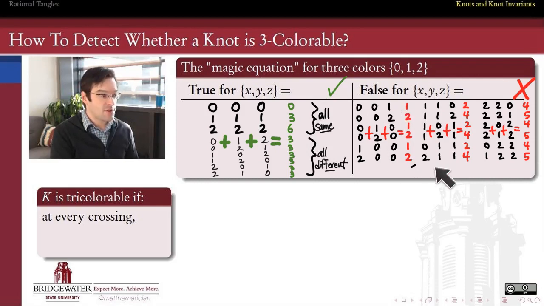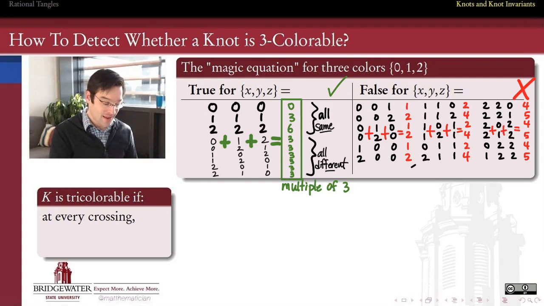Every time we want this equation to be false, the sum is either 1, 2, 4, or 5. Anytime we want this equation to be true, the sum is either 0, 3, or 6. So if we want an equation which is going to meet both of those criteria, we have to ask, what do the true cases have in common that the false cases do not? And the answer is that the sum, in all of the cases where we want this equation to be true, the sum of x, y, and z is not always the same, but it is always a multiple of 3. x plus y plus z equals 0, 3, or 6.